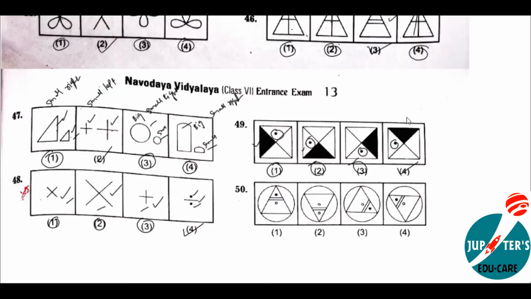Next, question number 50. In the first option, we have one non-shaded dot and one shaded dot. In option 3, one shaded dot and one non-shaded dot. In option 4, one shaded dot and one non-shaded dot. But in option 2, we have two non-shaded dots. So, in options 1, 3, and 4, we have one shaded part and one non-shaded part, but in option 2, we have two non-shaded dots. So, option 2 is our answer.